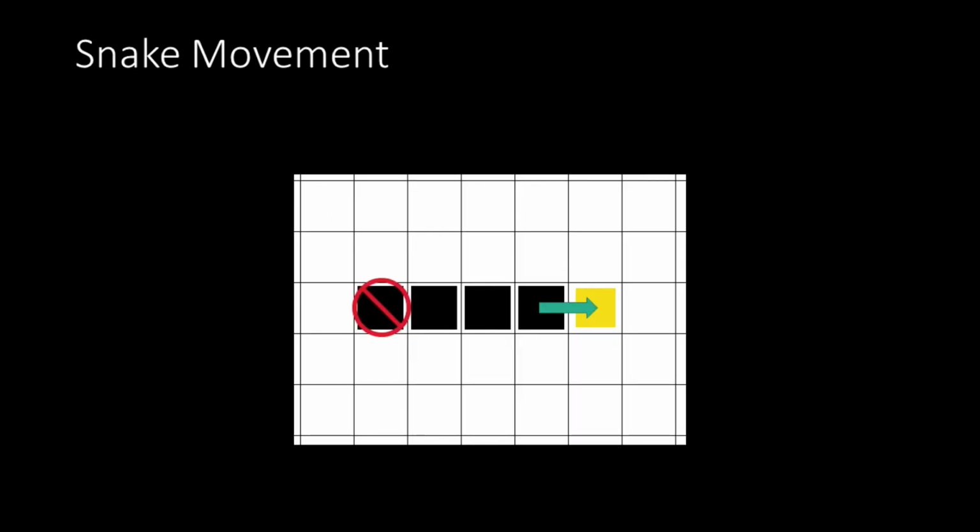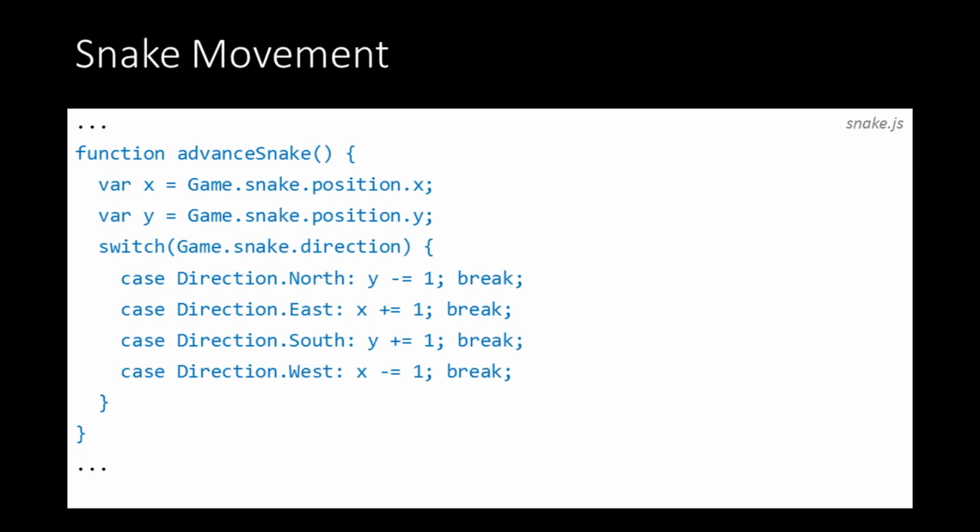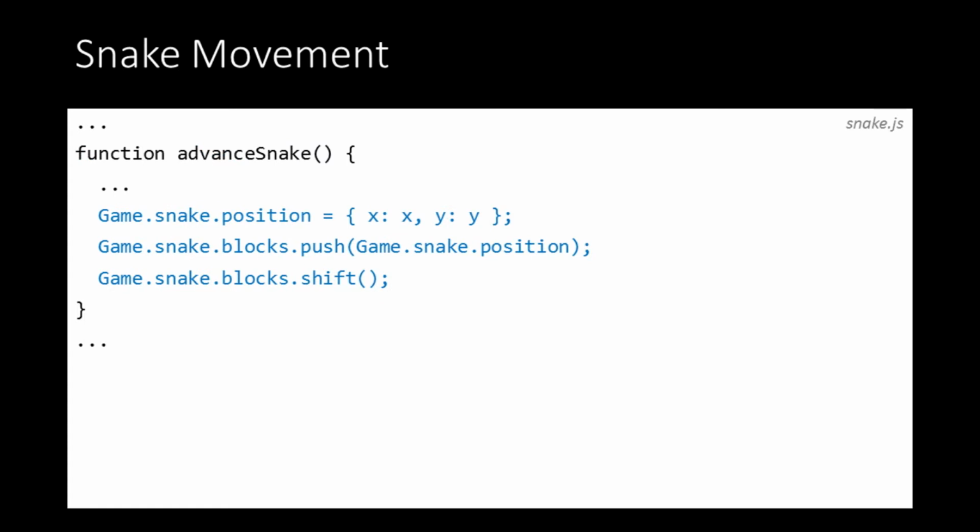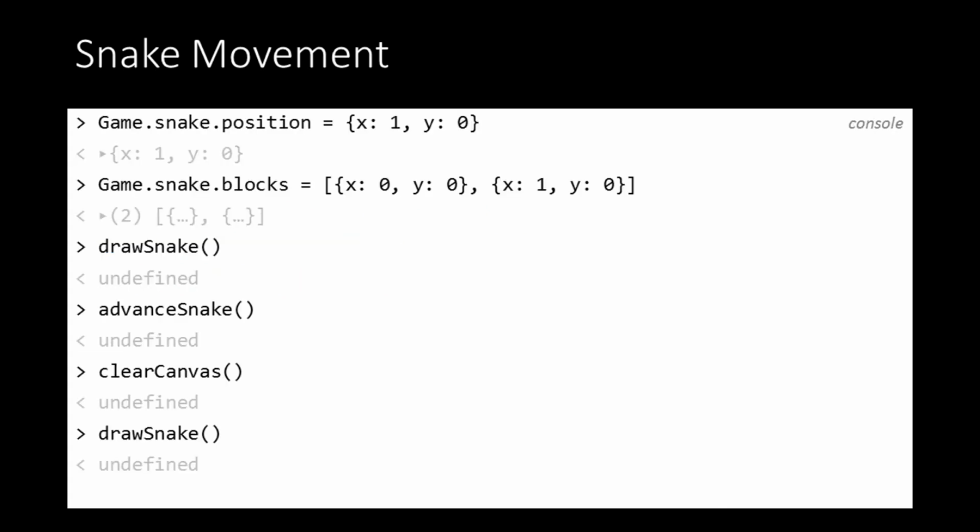The way that we'll make the snake move is by adding a new block in its head's direction and removing 1 block from its tail. Depending on the snake's direction, the new block is placed above, to the right, below or to the left of the snake's current position. Now the snake's current position is moved to this new block and we'll remove a block from the snake's tail. Now to see this movement in action, we can set the snake's position, give it some blocks, and execute the drawSnake function. Call the advanceSnake function, clear the canvas and redraw the snake.